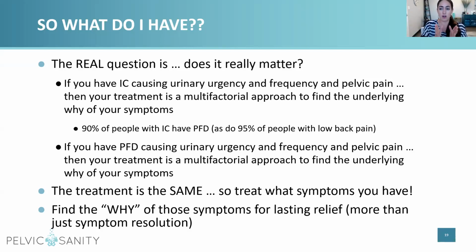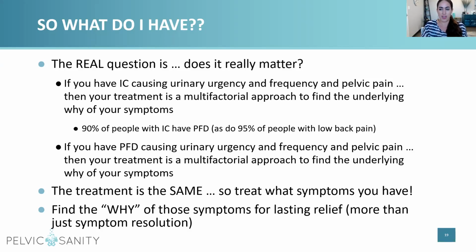Now, I will say this, there are some diversions if you have Hunner's lesions, right? If you have true food sensitivities, there are some diversions there. And I had a couple of questions come up about, can you have interstitial cystitis and not be diet sensitive? The answer is yes. Can you be diet sensitive and not have IC? The answer is yes. Right? Again, it's all about finding the root cause of what that sensitivity is.